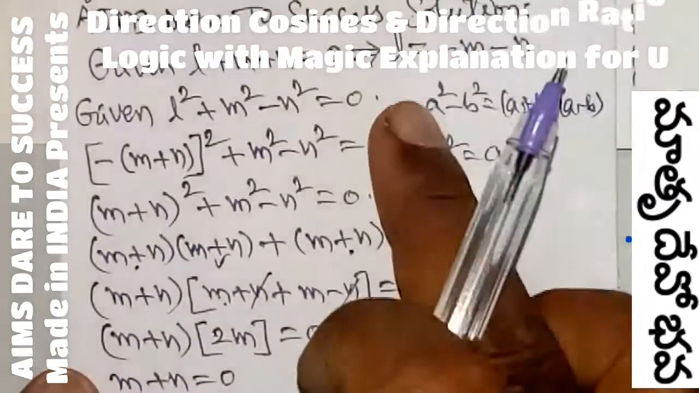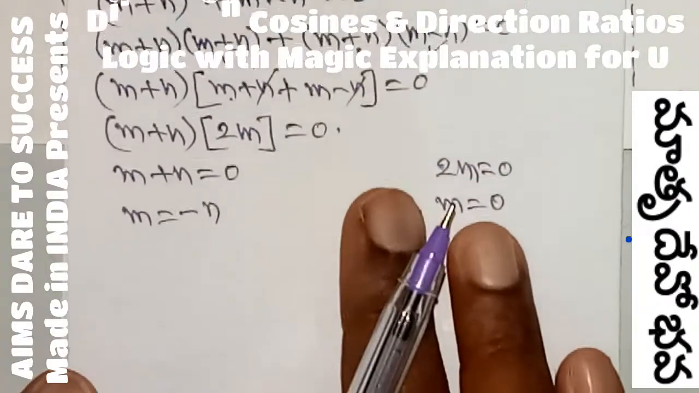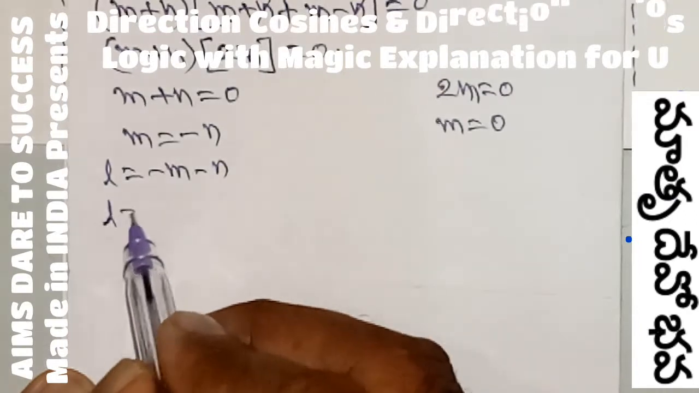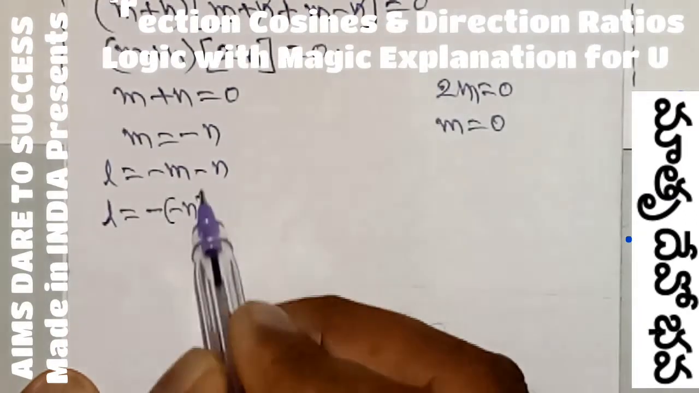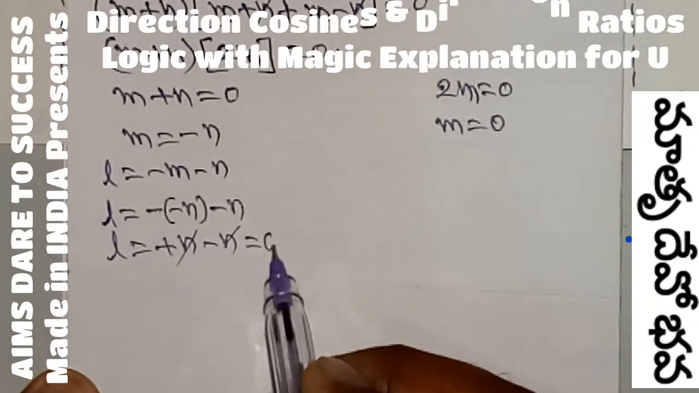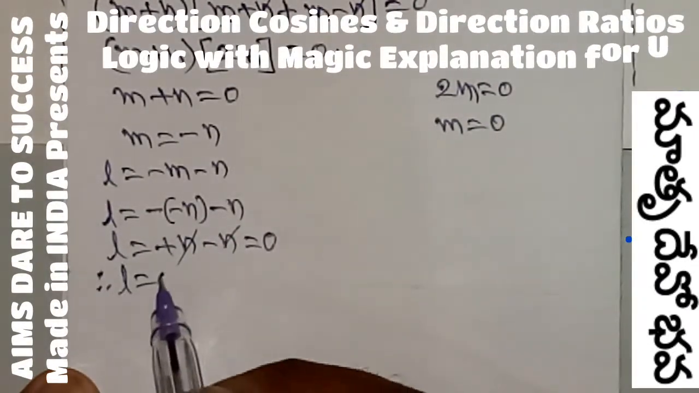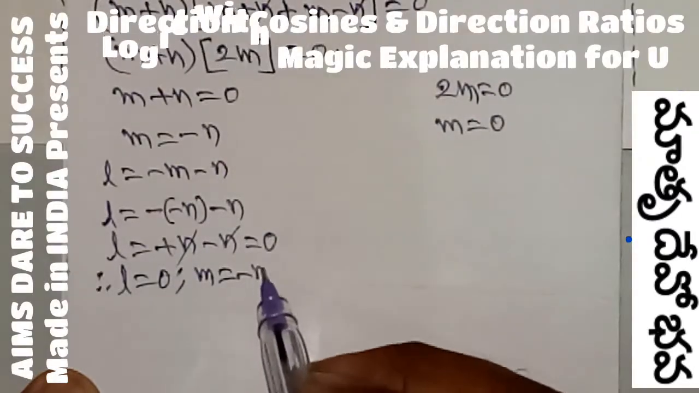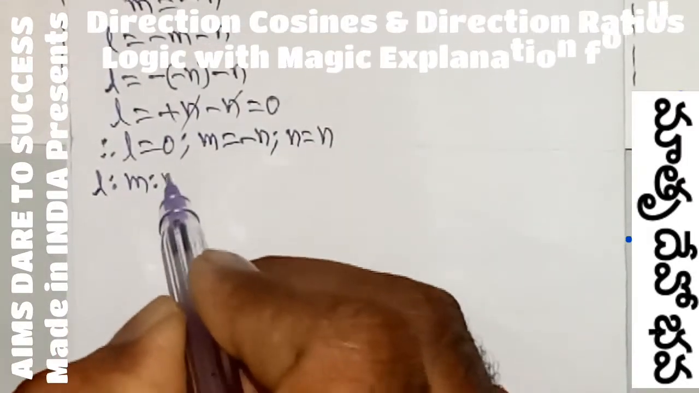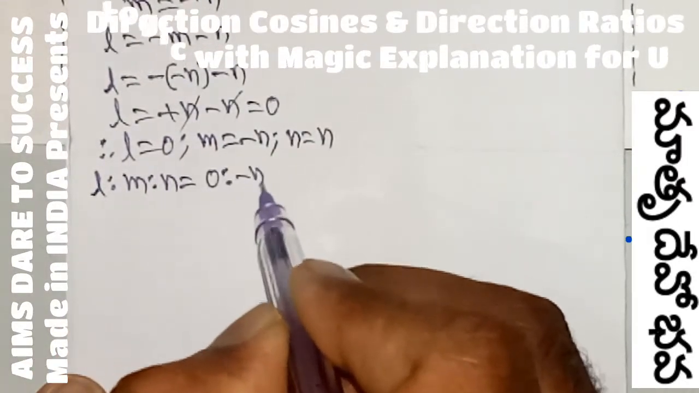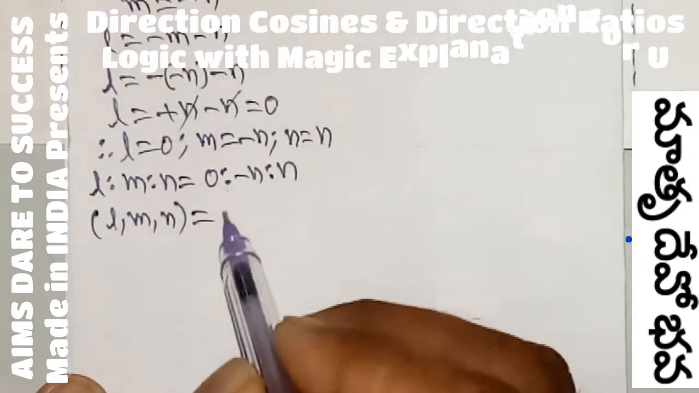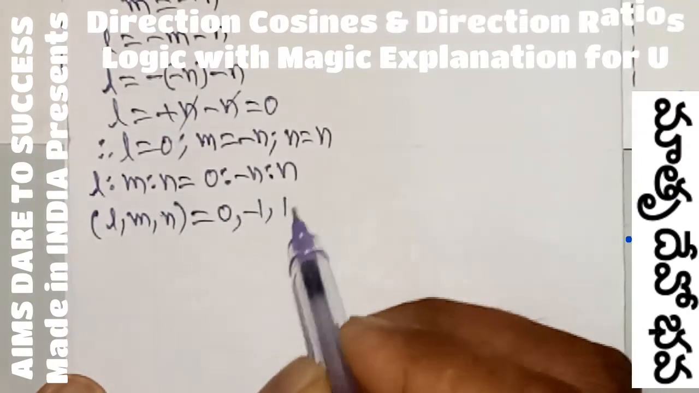According to the given question, l is equal to minus m minus n. Here I want to use that value and substitute the m value. We get l is equal to minus of minus n, minus n, so l is equal to plus n minus n. Plus n minus n gets cancelled, giving 0. Therefore the l value is 0. Next, the m value is minus n, and n is n only. So I want to write it ratio wise. l is to m is to n is equal to 0 is to minus n is to n. Here the same value n gets cancelled. I want to write l, m, n equal to the coefficients 0, minus 1, 1.